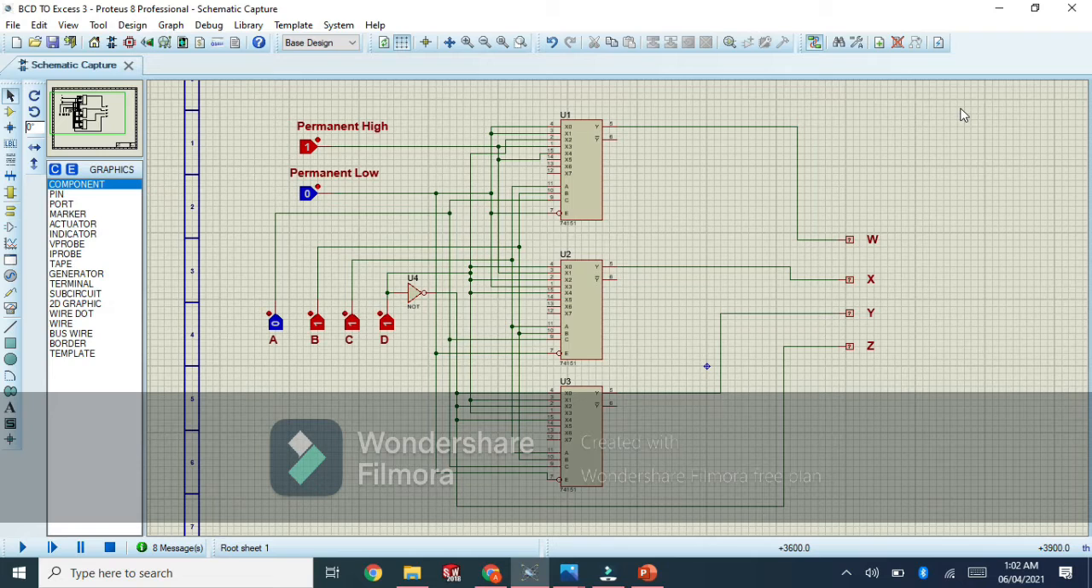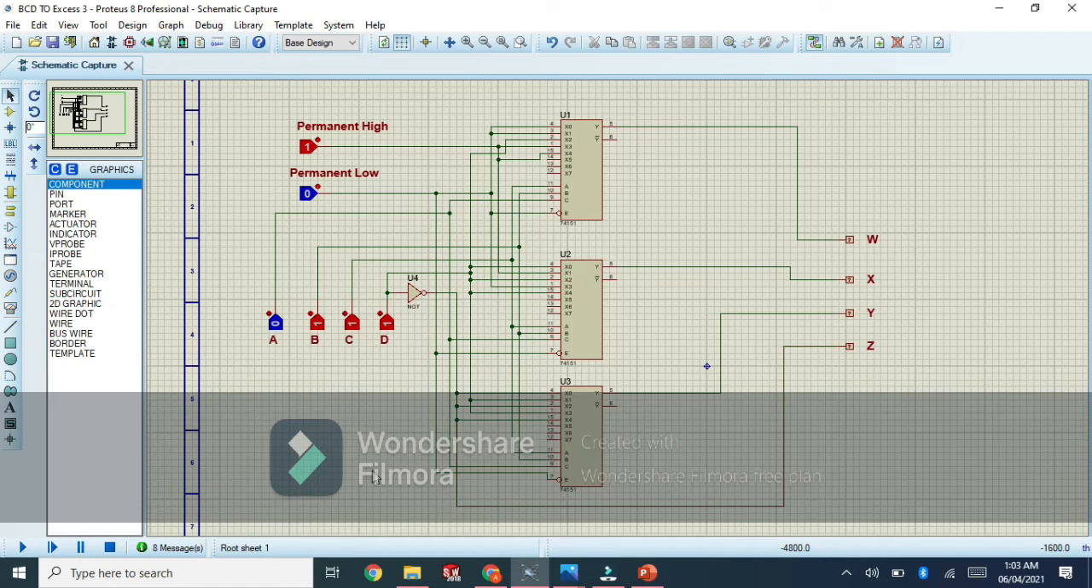Today I am going to teach you how to make the BCD to Excess-3 implementation using MUX on Proteus. Here you see the circuit of BCD to Excess-3 implementation using MUX. I am using the 4 inputs A, B, C and D and 4 outputs W, X, Y, Z. One MUX is used to get only one output. Here are the two logic toggles for permanent high and permanent low, with 1 and 0.